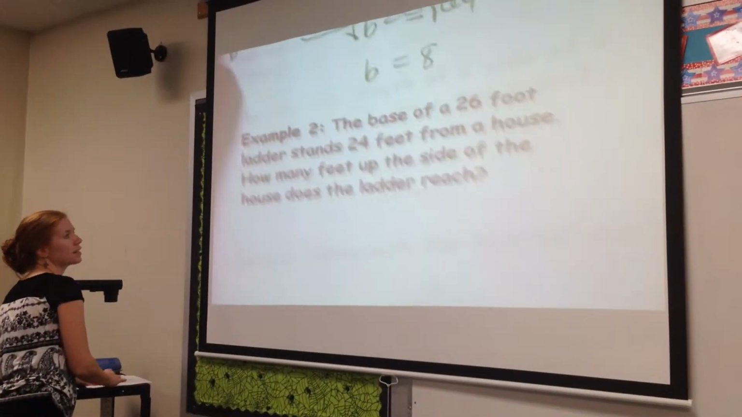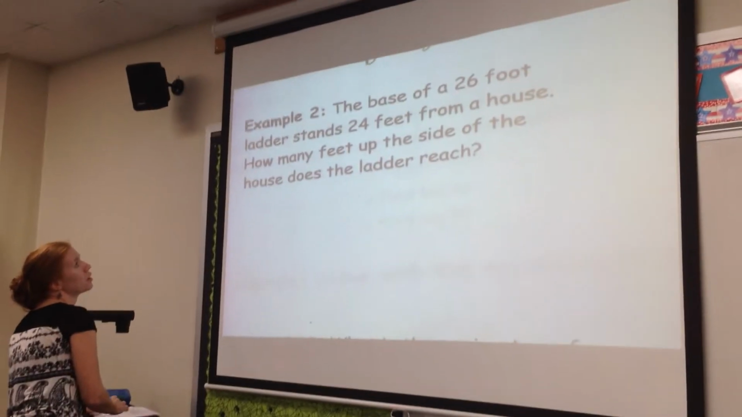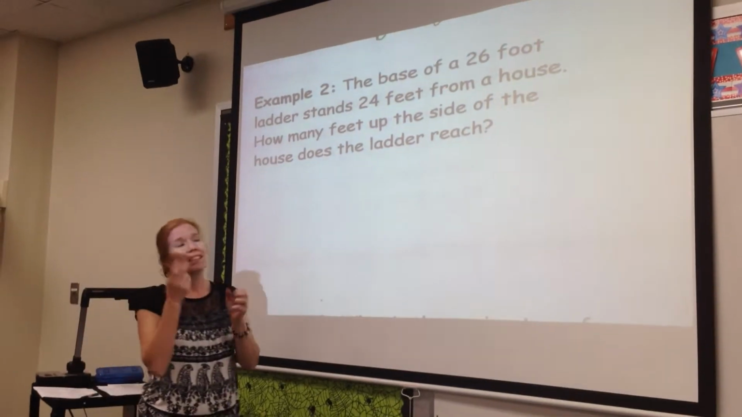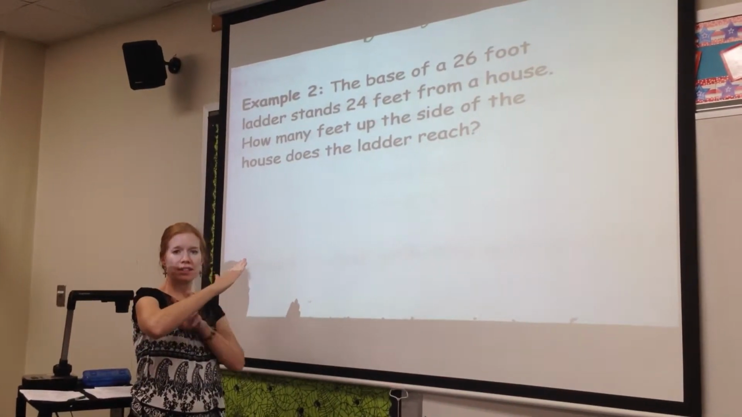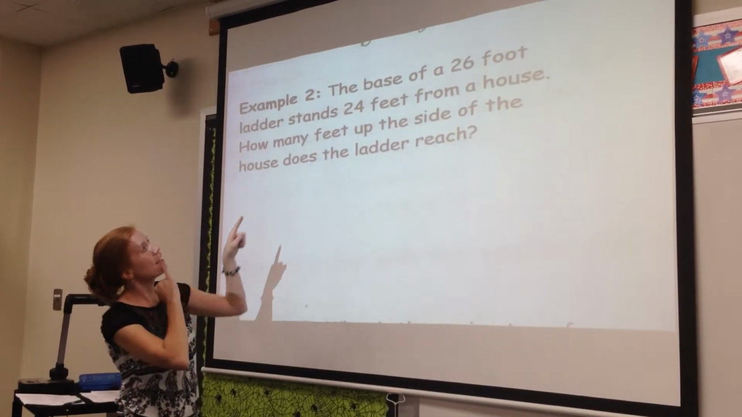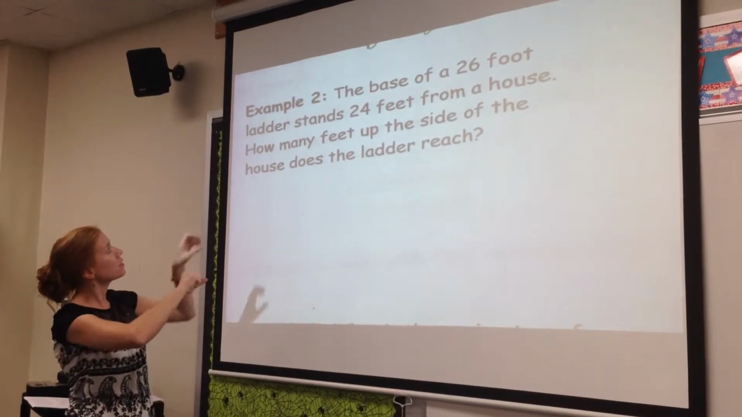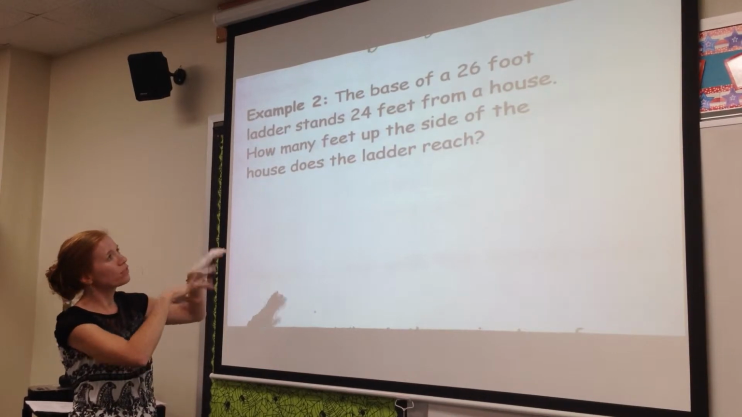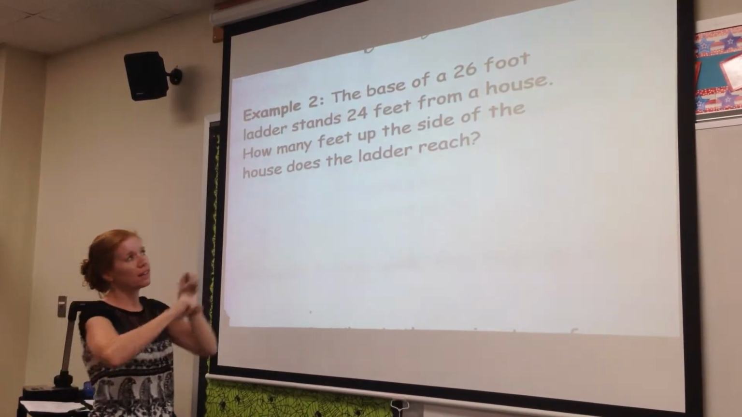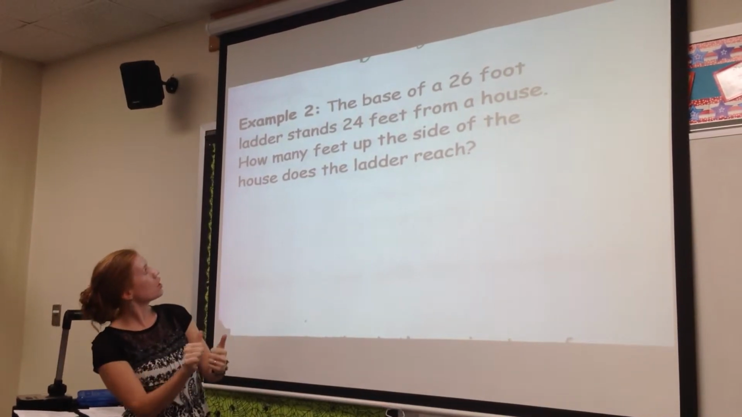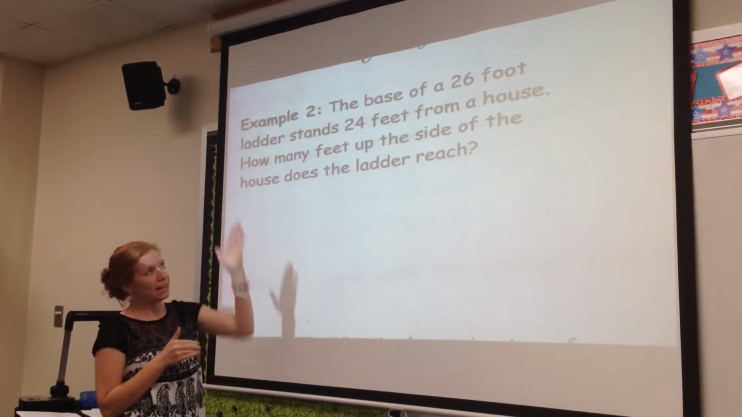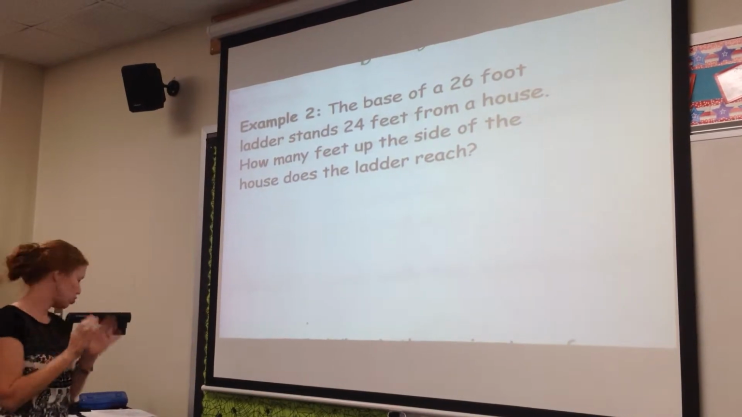Okay, next example. This one you will probably see a lot. It's talking about a house, and leaning against the house is a ladder. Okay, it says the base of the ladder is 24 feet away from the house. The ladder itself is 26 feet. How far is it up the side? Okay, so I'm going to draw a picture.